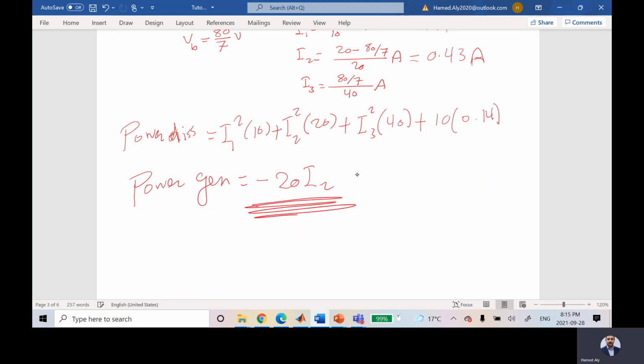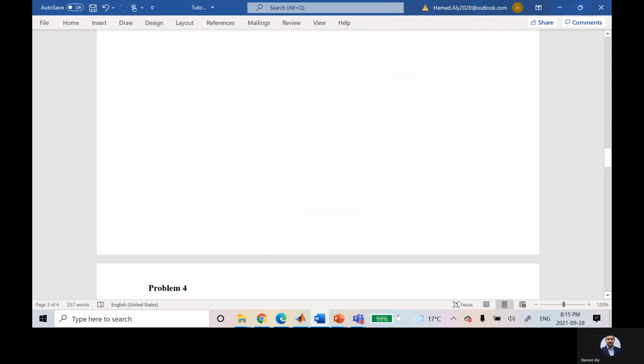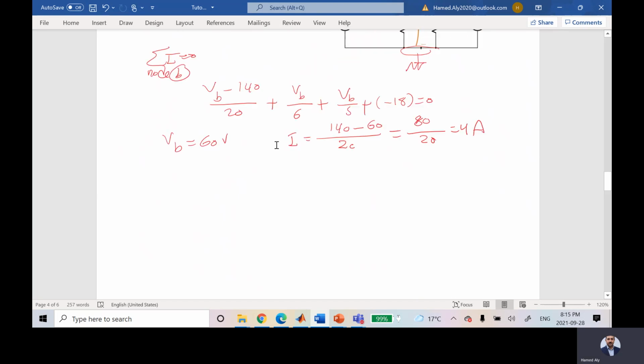This guy in watts and this guy in watts, and both of them should be equal. If they are not equal, there is a mistake in the problem. The magnitude should be equal. If they are not equal, there is a mistake in the problem. Any question? Now let us see. By the way, I will upload that on Brightspace. So if you missed something, that's okay.